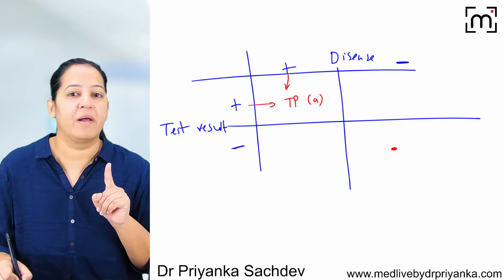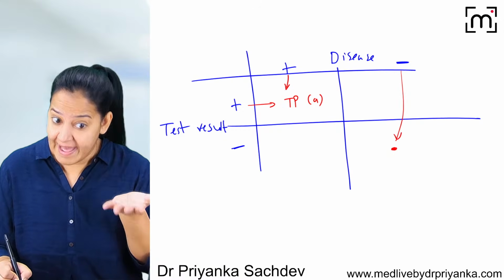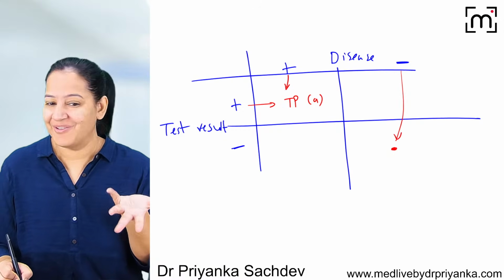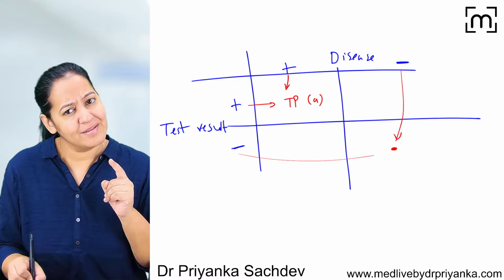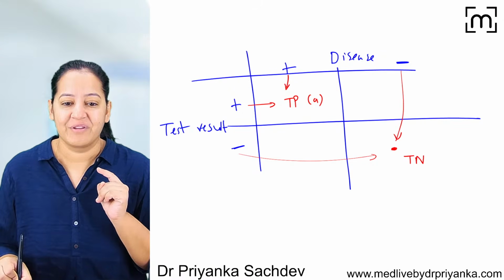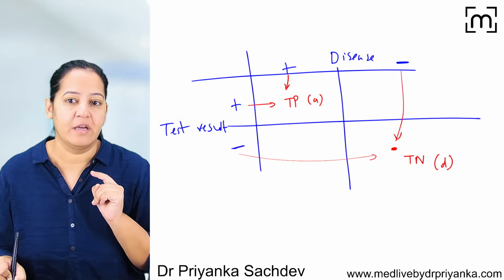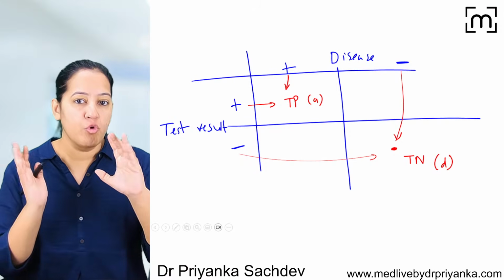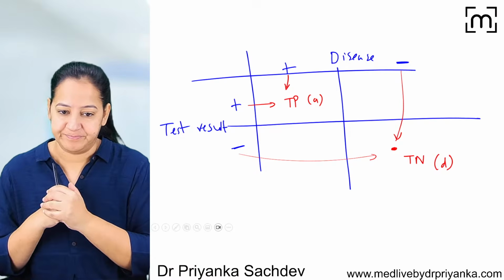Now, this is a group of people who don't have the disease, who are really healthy, who don't have disease inside them. And the test result is negative in them. So both the things are negative. We call them true negative. We denote them by the letter D. So learn: true positive is A and true negative is D.